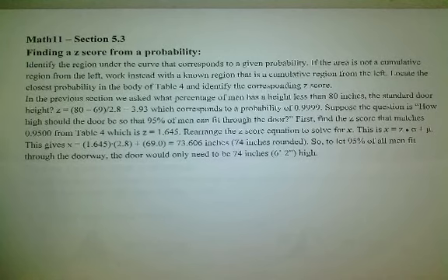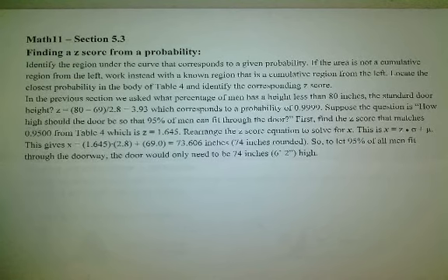So the basic idea is, when we want to find a z-score from a probability, we identify the region under the curve that corresponds to a given probability. If the area is not a cumulative region to the left, work instead with a known region that is from the left. Locate the closest probability in Table 4 and identify the corresponding z-score.